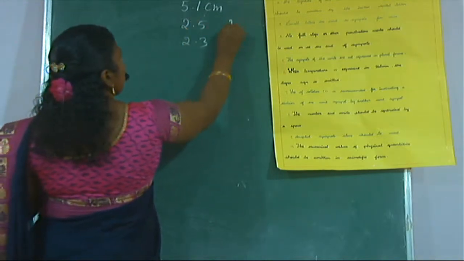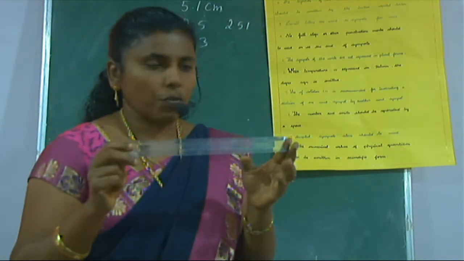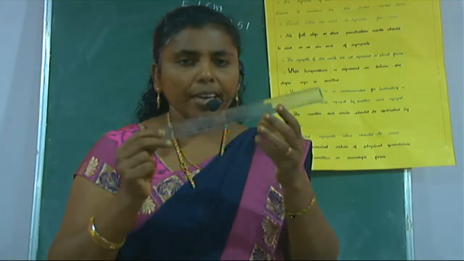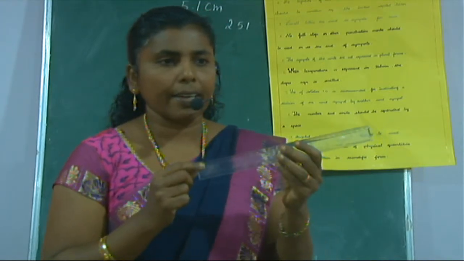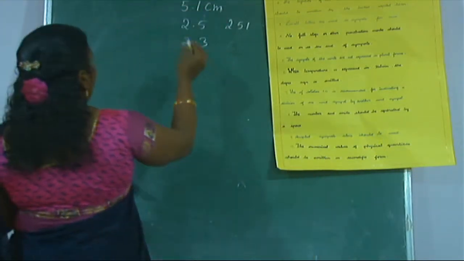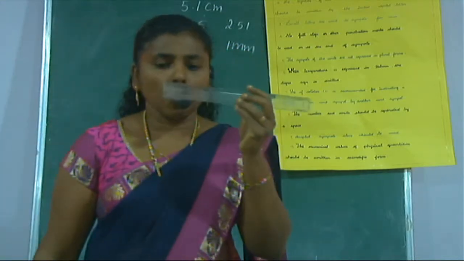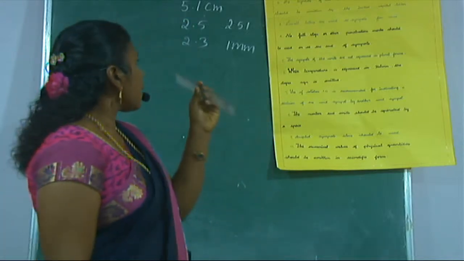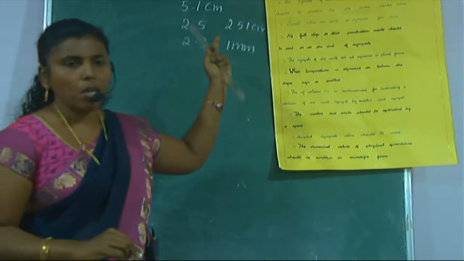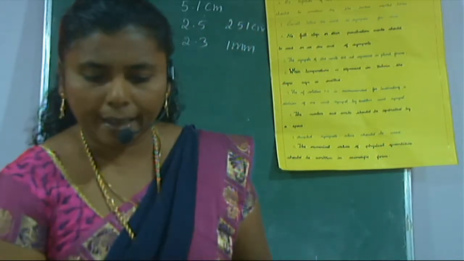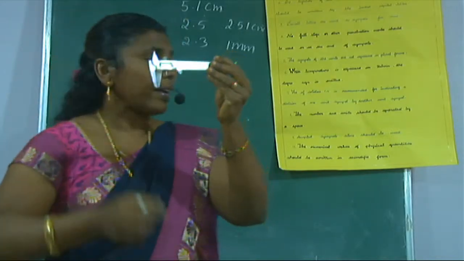Suppose here 2.51. Can you measure it by using this meter scale? We cannot measure it by using this meter scale. Why? Because the least count of this meter scale is 1 millimeter. What is the least count? 1 millimeter. So we cannot measure the value 2.51 centimeter. For that the instrument we use is the Vernier Caliper. What is this? Vernier Caliper.